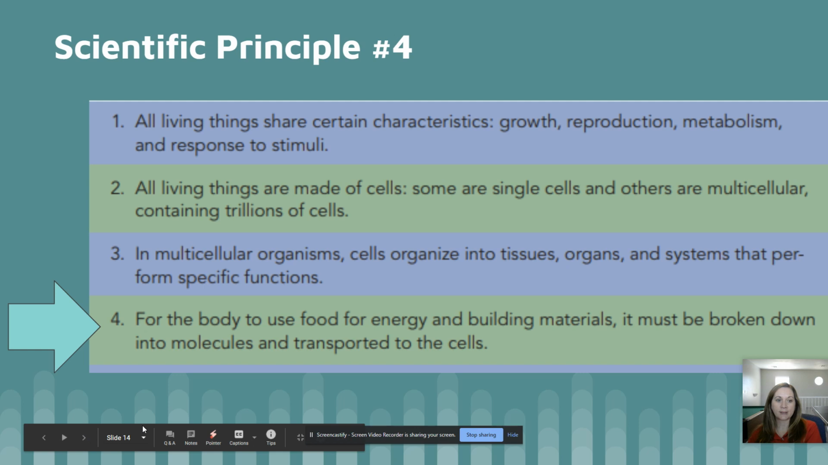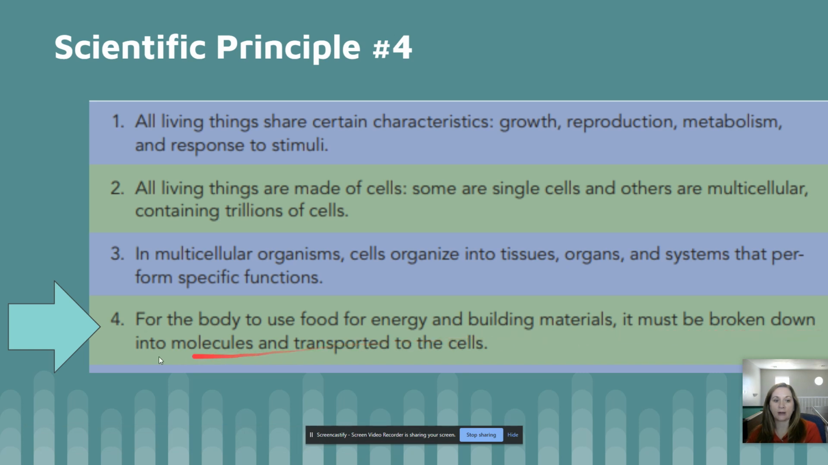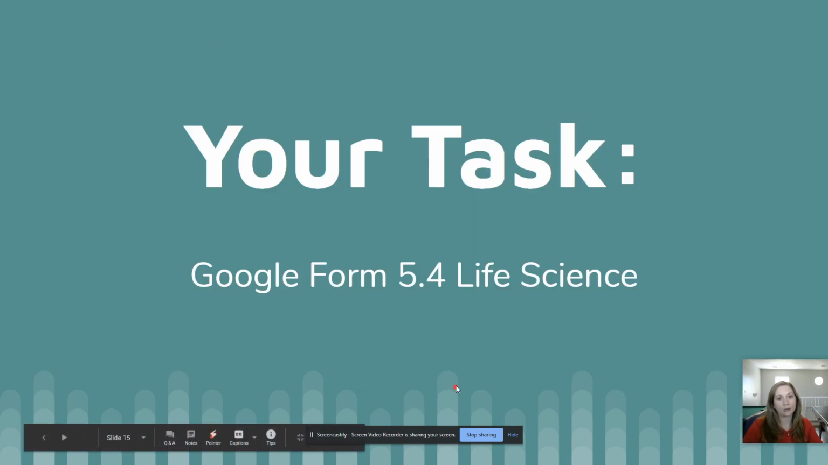So this is our fourth scientific principle. For the body to use food for energy and building materials, it must be broken down into molecules, which we learned about in the digestive system, and it has to be transported to the cells, which we're going to be talking about starting tomorrow. How does that sugar that's now broken down get transported to the cells? We know that once it gets in the cells, it's going to make energy. So how does it get to the cells? That's what we will be investigating tomorrow.